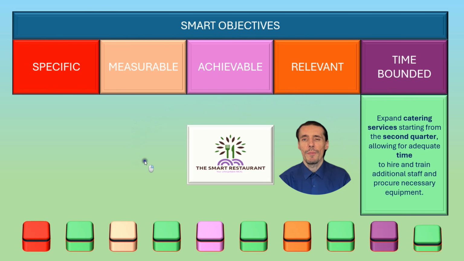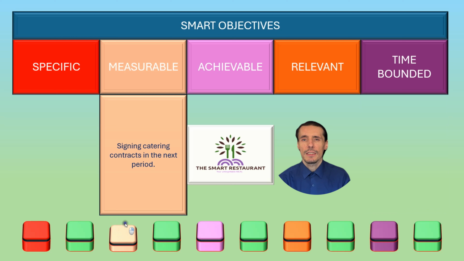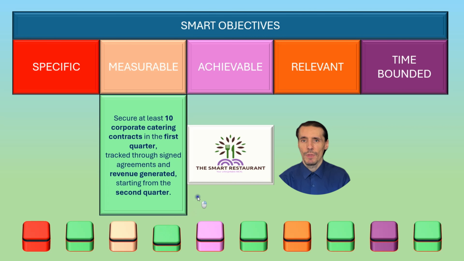Let's head now to the measurable section and see how a bad objective from this perspective might look like. Signing catering contracts in the next period. As you can observe, we don't know how many catering contracts should be signed in order to evaluate if this objective has been fulfilled or not. And we also don't know what the next period is. By contrary, a well formulated objective should sound like this.